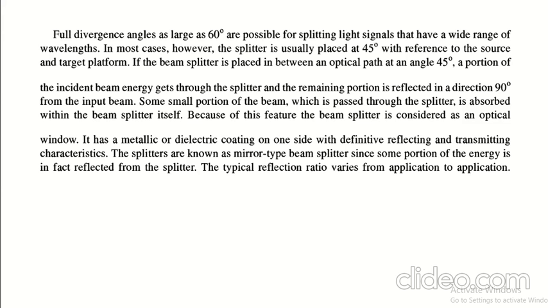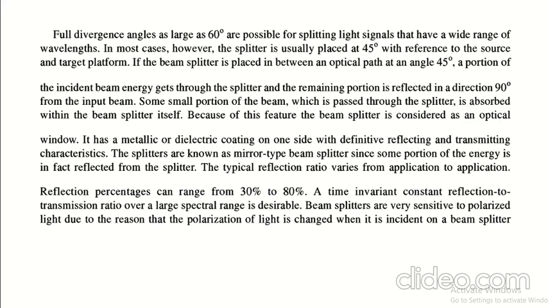The typical reflection ratio varies from application to application. Reflection percentages can range from 30% to 80%. It varies as per application. A time invariant constant reflection to transmission ratio over a large spectral range is desirable. Spectral range means over a large wavelength range of the beam which we are using.